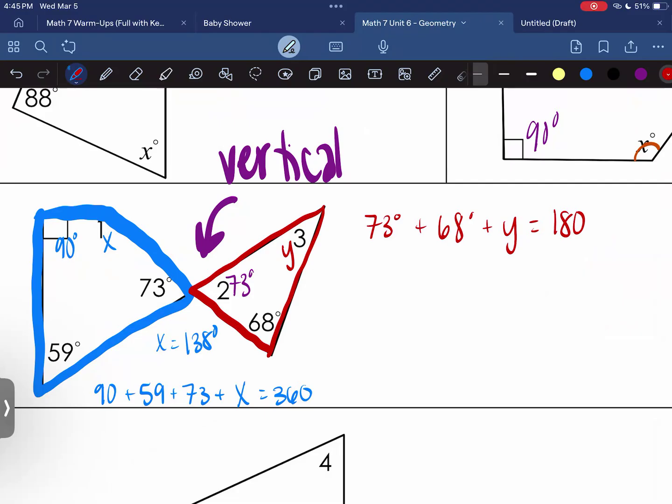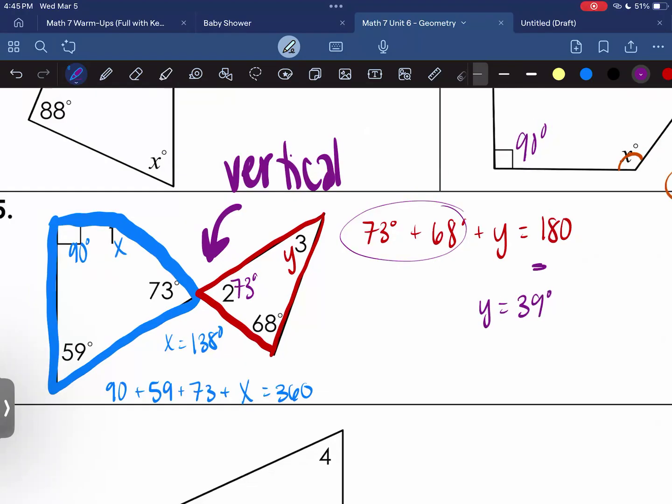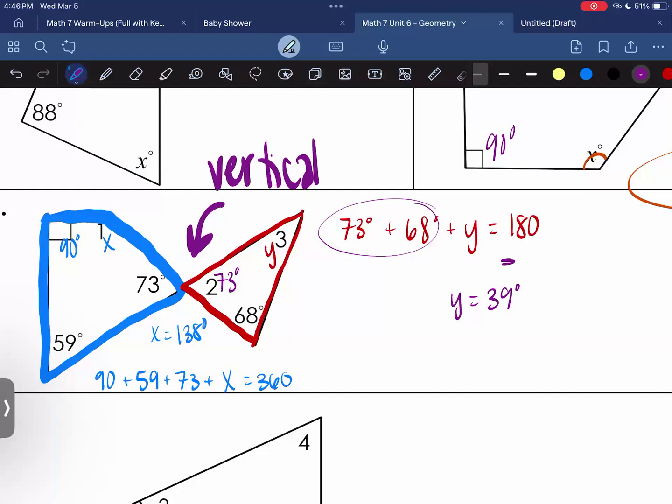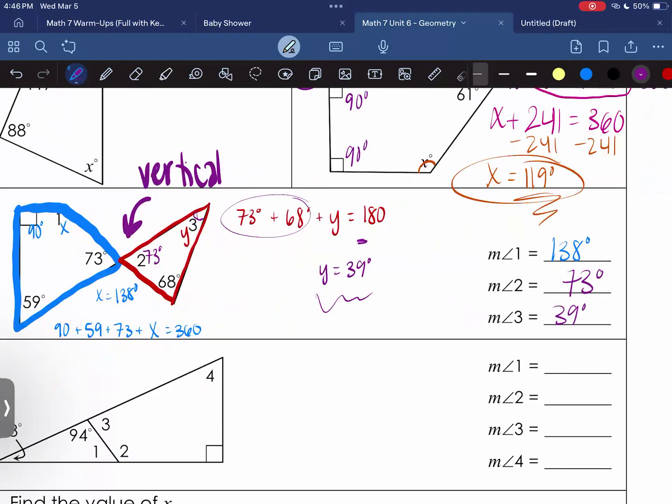When we add 73 and 68 together and then subtract it from 180 over here, you'll end up with y equals 39 degrees. And that is an acute measurement, right? Less than 90. And this looks like an acute angle, so that looks like it matches up. 39 degrees. Okay, go ahead and try number 6 on your own.